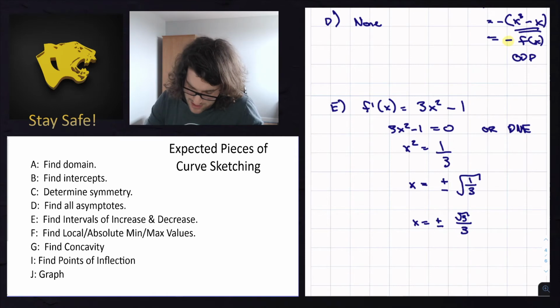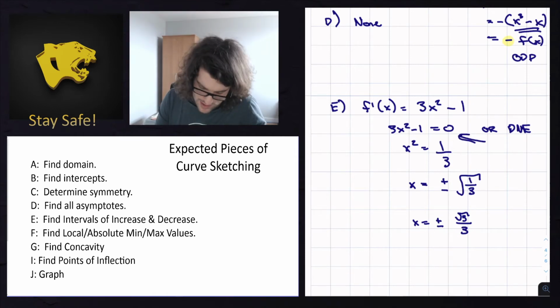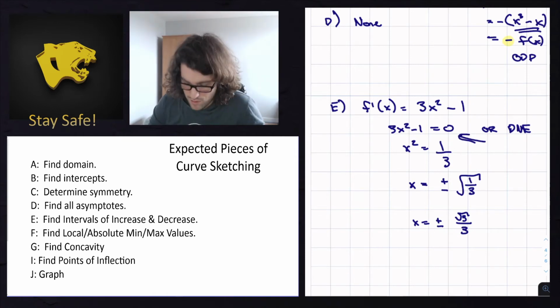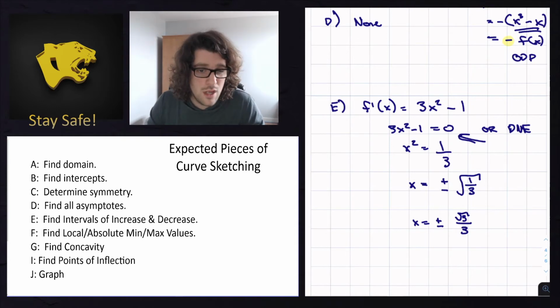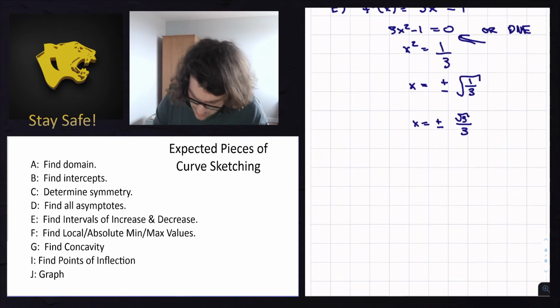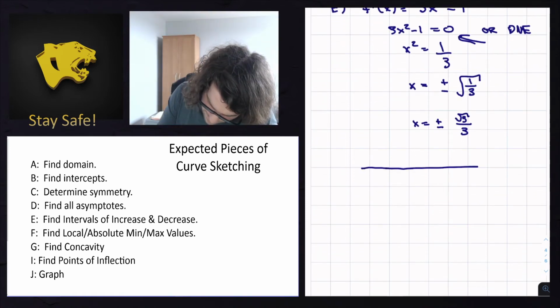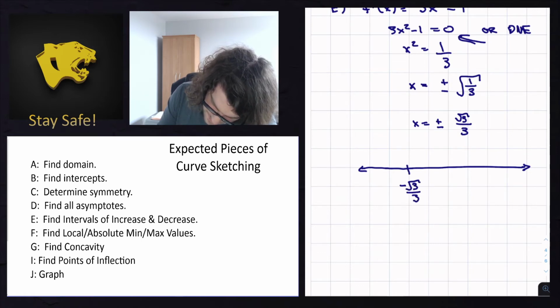Next up, the DNE part. This doesn't give us any DNEs. It's going to be solvable. It's a quadratic, so its domain is everywhere. It doesn't not exist somewhere, so that's not going to be something that we bump into for this particular question. So now that I've found these critical numbers, we're going to evaluate what happens in between these critical numbers. So I have negative root 3 over 3, and I have positive root 3 over 3.